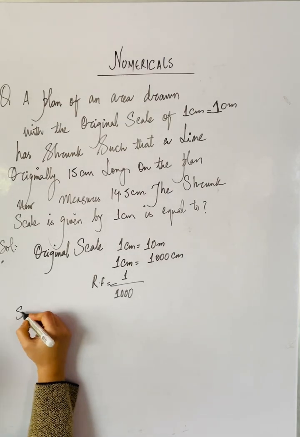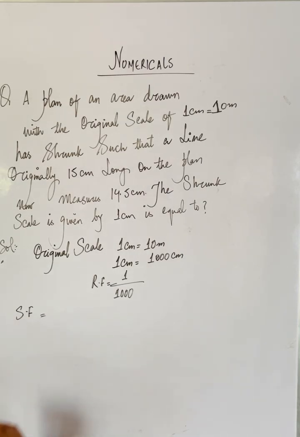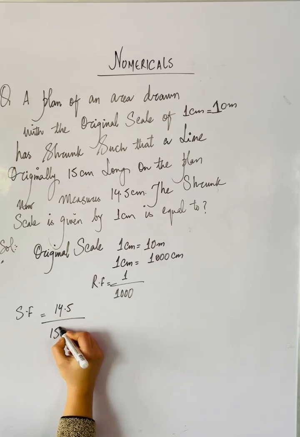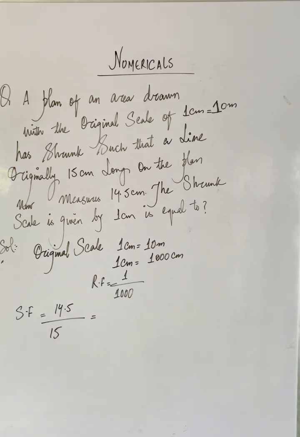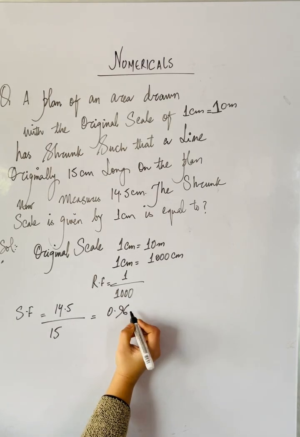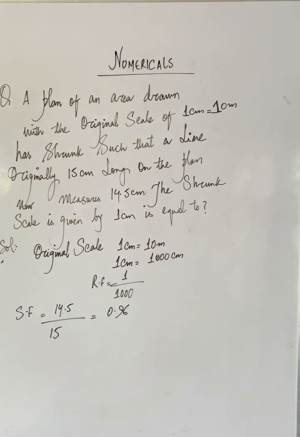Let's try to find shrinkage ratio or shrinkage factor. Shrunk length by original length. What is my shrunk length? 14.5 centimeters. What is my original length? 15 centimeters. It will come equivalent to 0.96. You must note it's a dimensionless quantity and always less than unity.